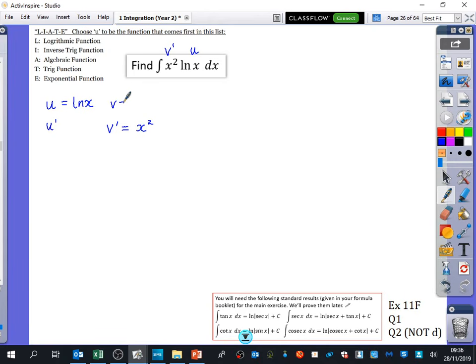So v is the integral of this, which is a third x cubed, and u dash is 1 over x, okay? Why do you think we've put ln x as the u rather than as the v dash? Because the 1 over x will cancel out. Because the 1 over x is going to do some cancelling out when we use it. And how can you integrate ln x?